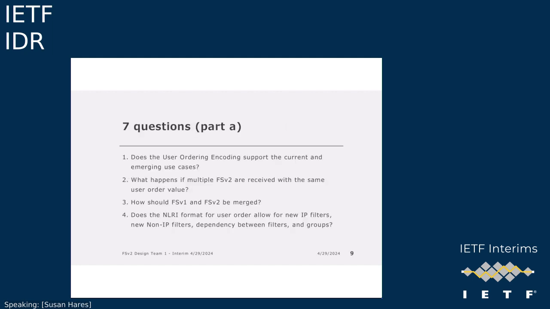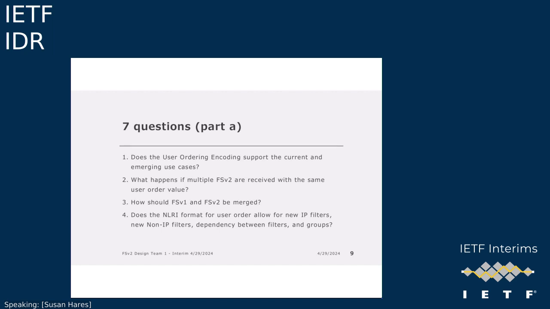So there are 7 questions I've listed on the IDR webpage that I'd like us to try to answer to see if we've got a good basis. Does the user ordering and encoding support current and emerging use cases? What happens if multiple flow specs are received, filters are received with the same user order value? Do you then order it by components, which is what FlowSpec V1 does?